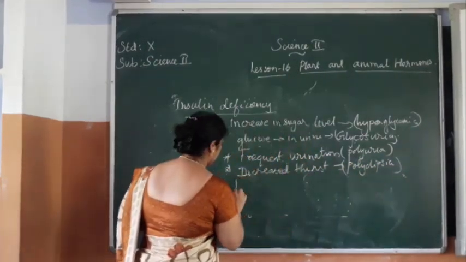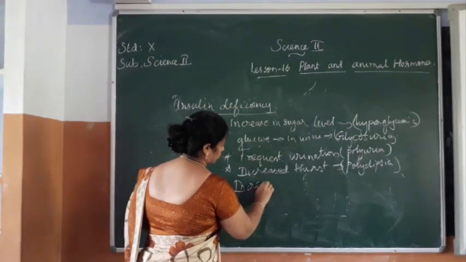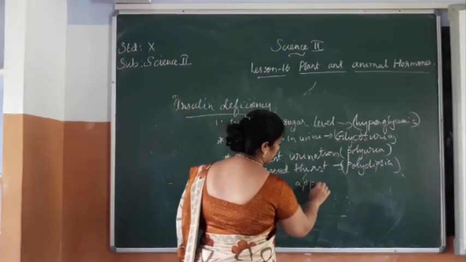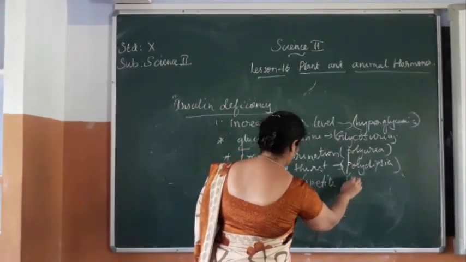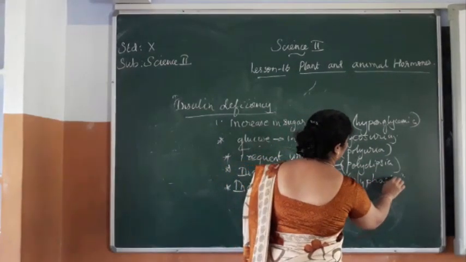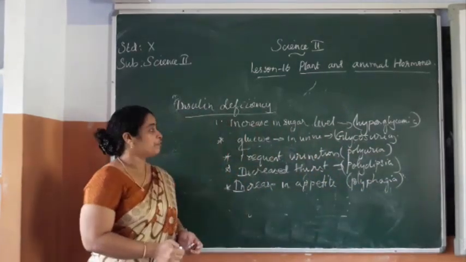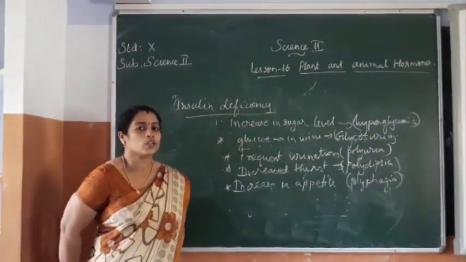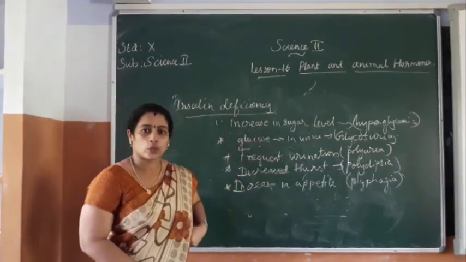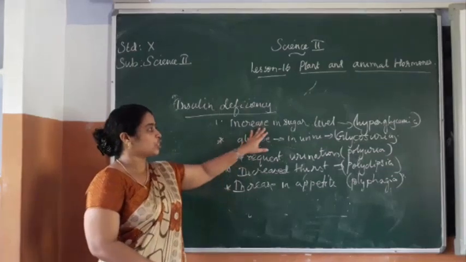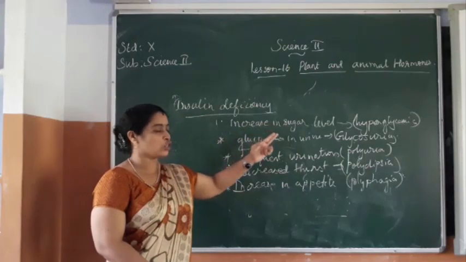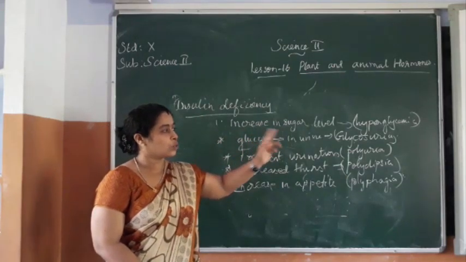The next one, increase in appetite, that is hunger, is polyphagia. So these are the different disorders caused by insulin deficiency. What are they? Increase in sugar level in our blood. That condition is known as hyperglycemia.